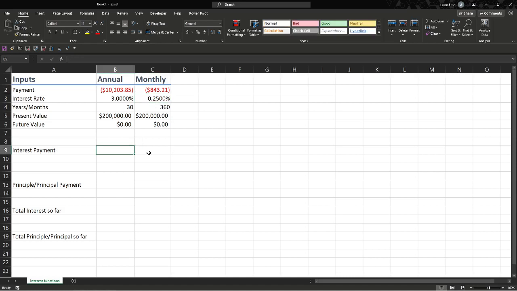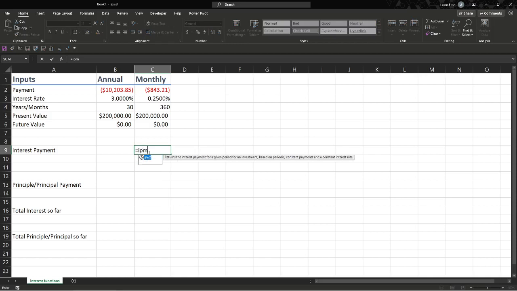But interest payment. I want to know how much I'm paying in interest each month. So we'll use the monthly here, equals IPMT. Same thing, but with an I in front. It returns the interest payment for a given period. Okay, it's based on the same thing. Periodic, constant payments, and a constant rate. So the inputs for this are the same as the inputs for this.